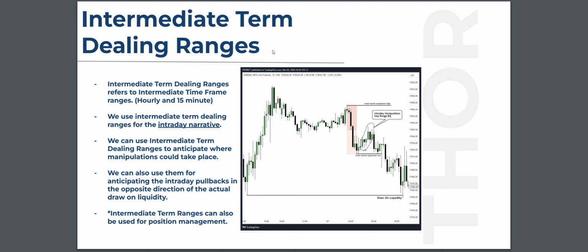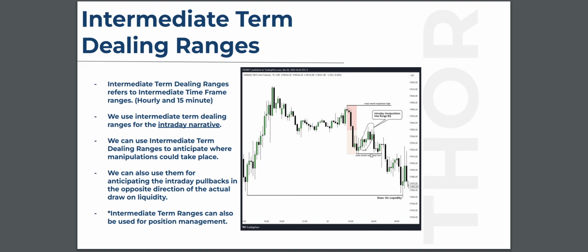Otherwise, if you don't understand the narrative, you'll probably be overtrading quite a lot or getting stopped out with your positions, knowing the draw on liquidity. And that's really painful. Having the draw on liquidity but getting stopped in the same direction is very painful. So we can use the intermediate term dealing ranges to anticipate where manipulations could take place, meaning the pullbacks or deep pullbacks.